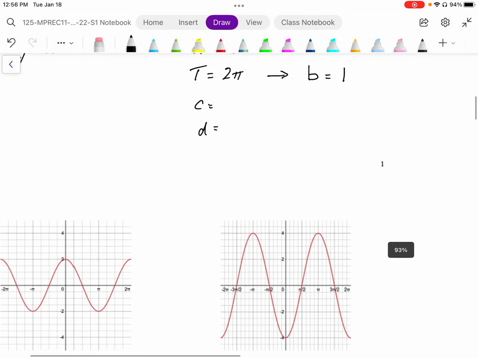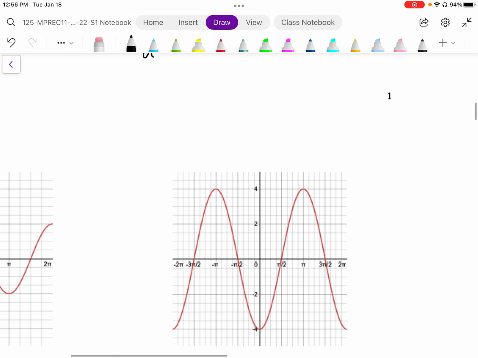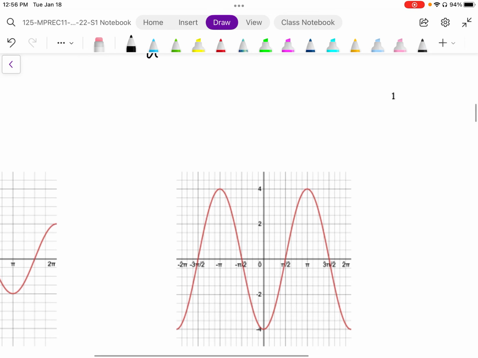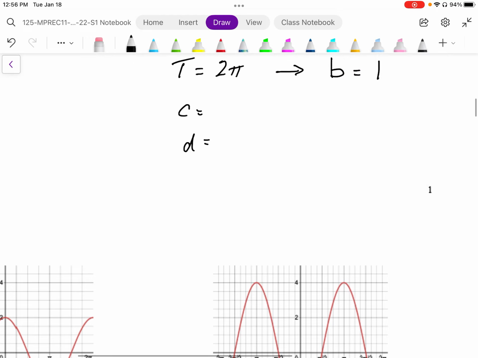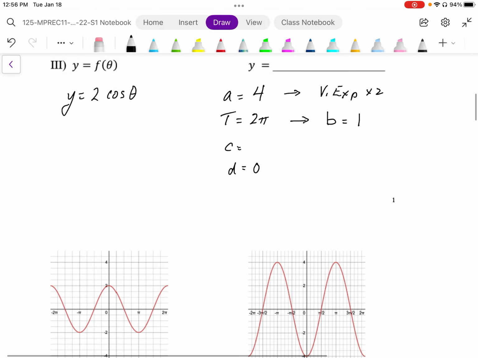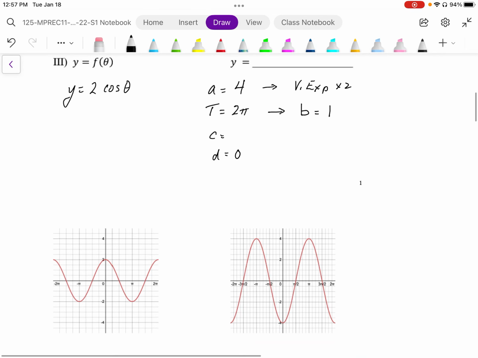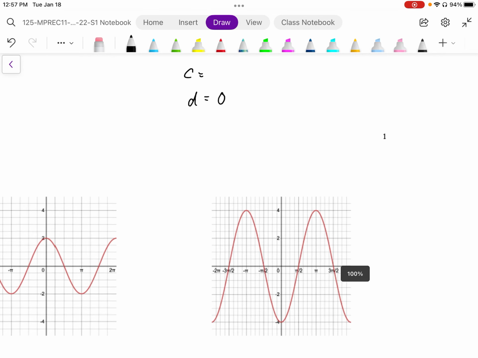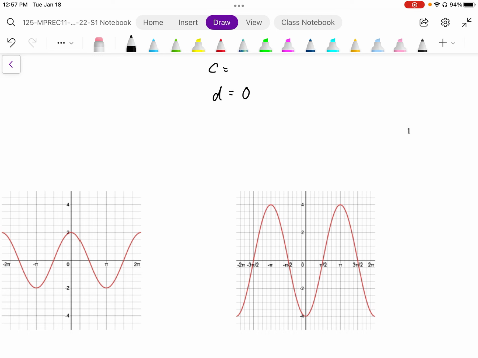The d value represents the middle line, okay, or the vertical shift. So we start in the middle, it stays in the middle, so we have no vertical shift. The c value is a horizontal shift, and that can be determined different ways, depending on how we want to do this function. So to get from the first function to the second one, we could vertically flip it, and that would just mean that the vertex goes from here to here, and there's no horizontal shift going on.